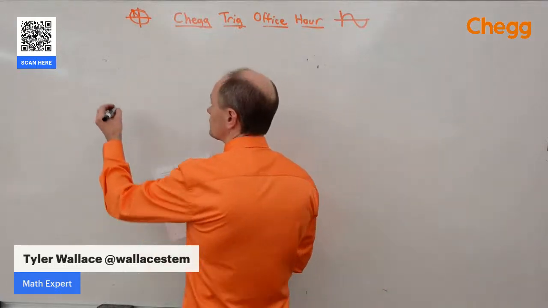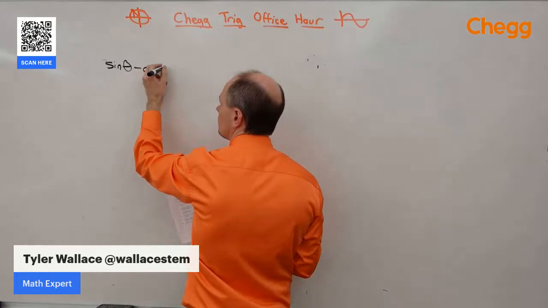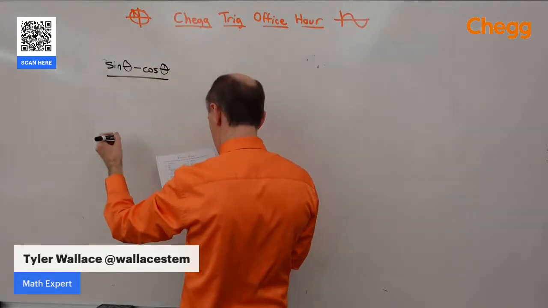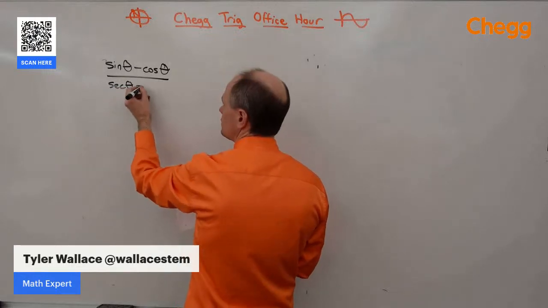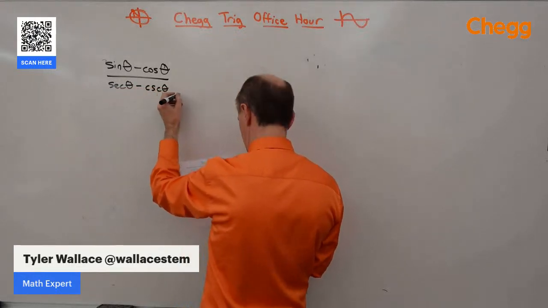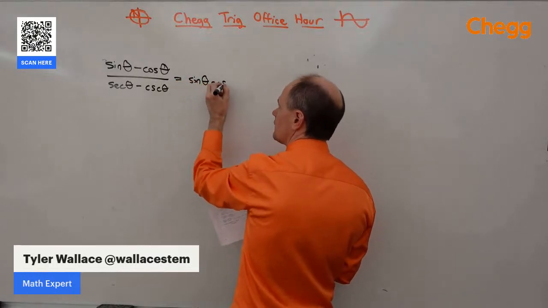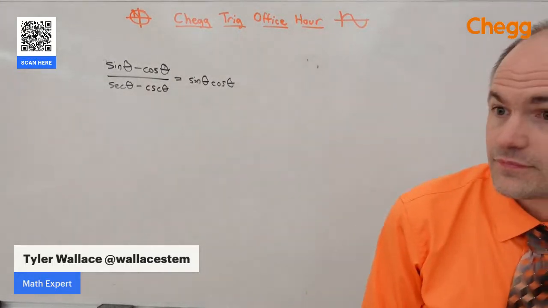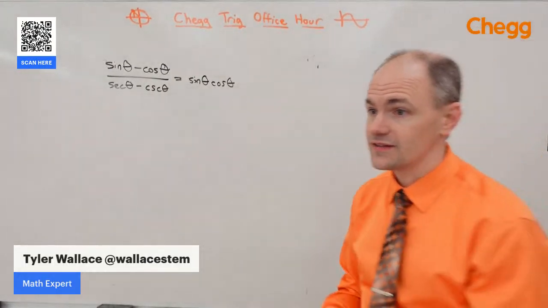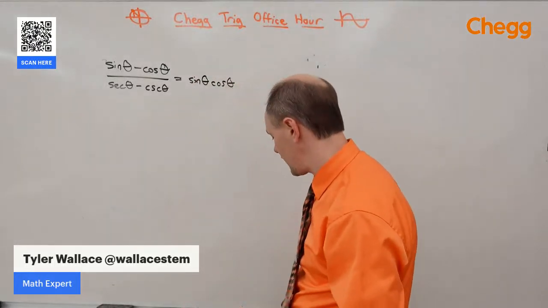Let's try sine minus cosine. And then we'll divide it by secant minus cosecant. We're going to show that's equal to the sine times the cosine. Excellent. Seeing more proofs, more sine problems. Well, that's what we're going to take a look at right here.